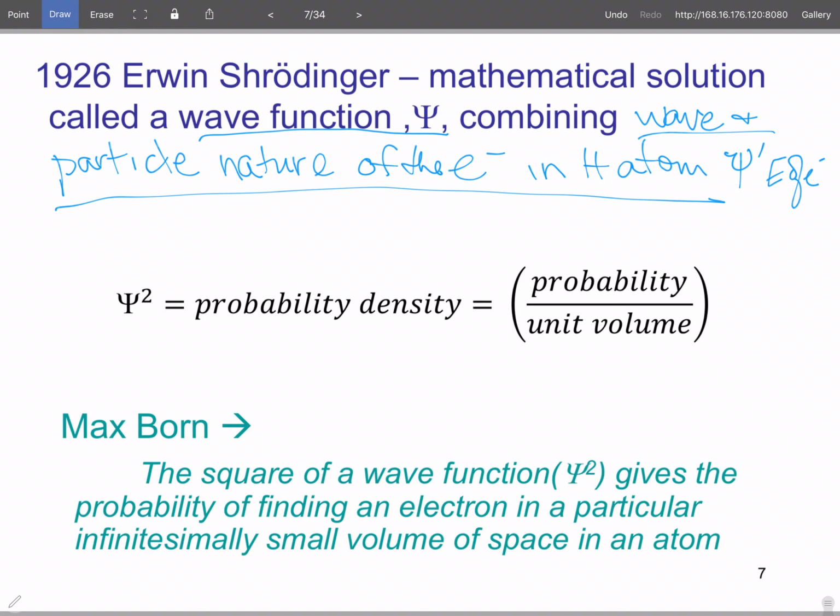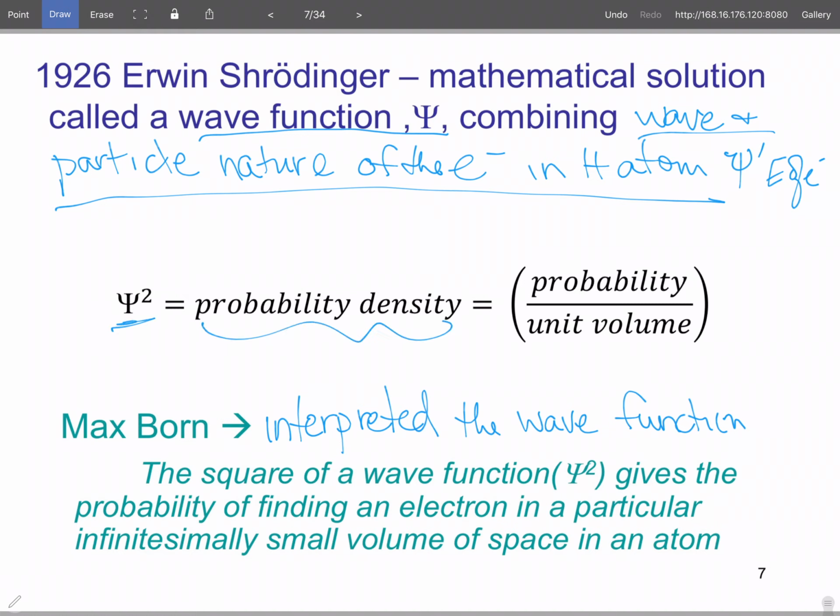So here's the thing. It was a very important equation, but the problem with it is what do you do with it? Well, Max Born interpreted. So he came along and he took Schrödinger's equation and said, wait a minute. And again, this thing is called the wave function. And he said, let's square it. If we square it, we get what's called the probability density, which is the probability over the unit volume. And so this square gives you the probability of finding an electron in a particularly small volume of space.